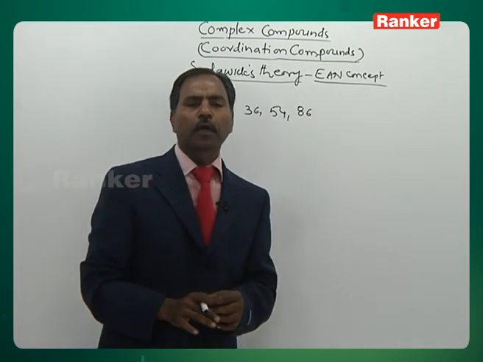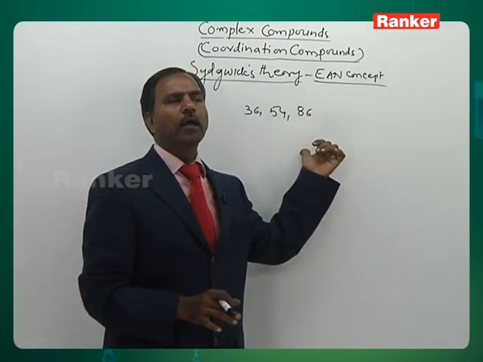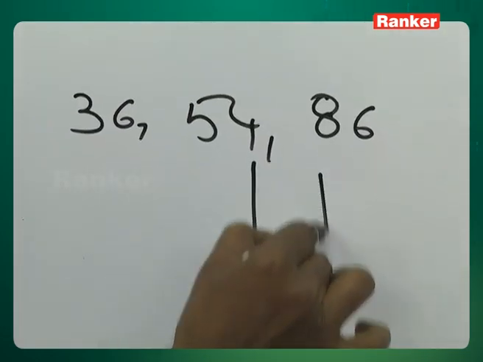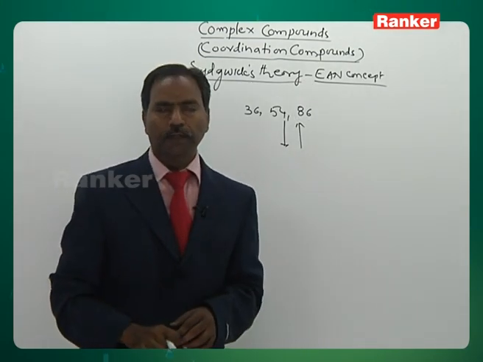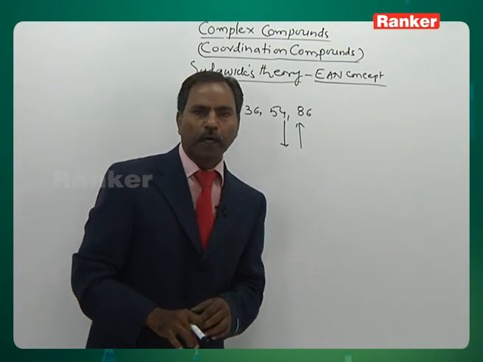The complexes which are not obeying the EAN concept, if the effective atomic number is either less than these numbers or more than these numbers, are generally found to be less stable. So let us see what the effective atomic number actually is.